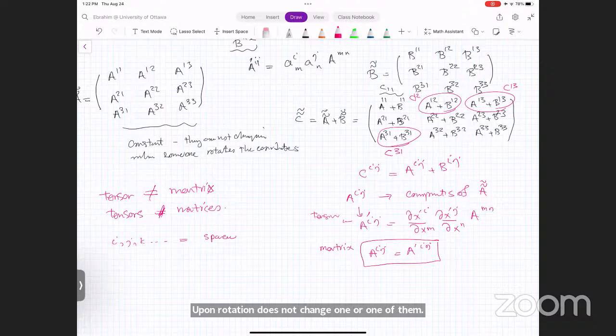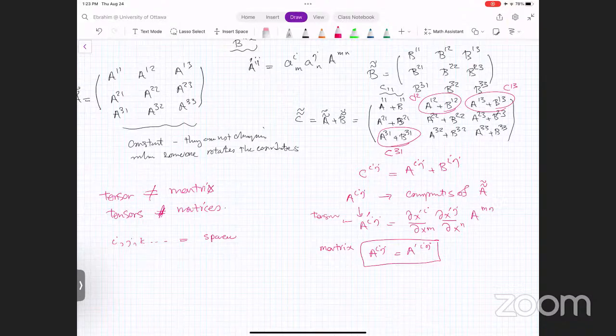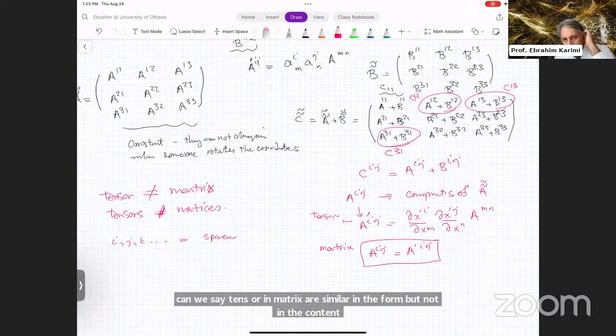One has asked, can we say a matrix is a specific type of tensor? No, I wouldn't call it that. It's a scalar quantity. And can we say tensor and matrix are similar in form but not in content? Yes, that is true.